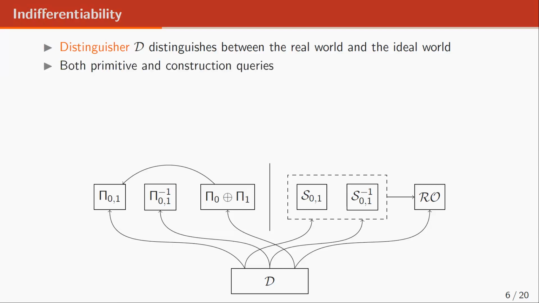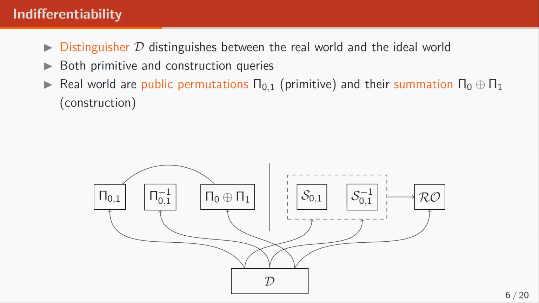But in a normal distinguishing game, the distinguisher can only make construction queries. In this case, they can also make primitive queries. So in the real world, the primitives are these public permutations pi 0 and pi 1, and the construction is the sum of these two permutations. So the construction depends on the primitive.